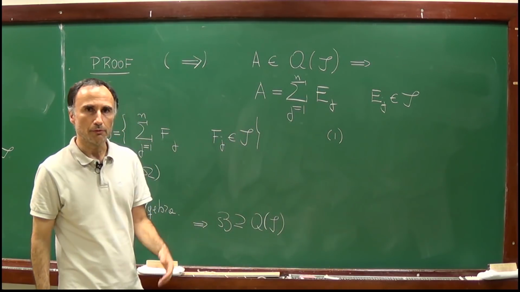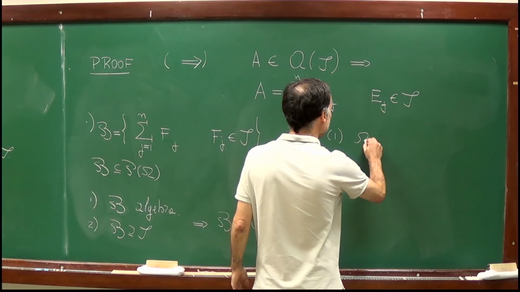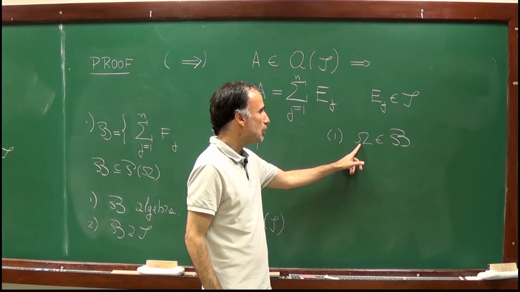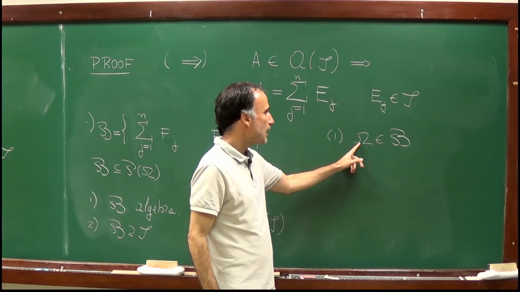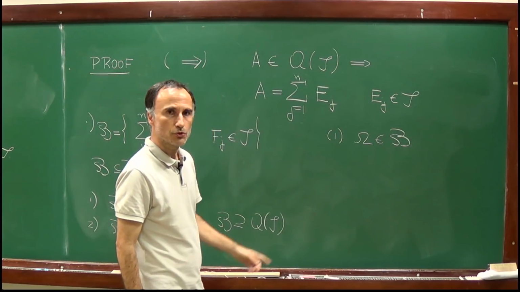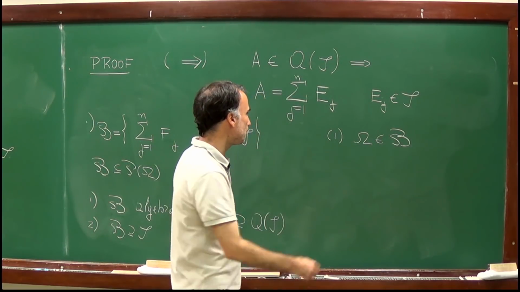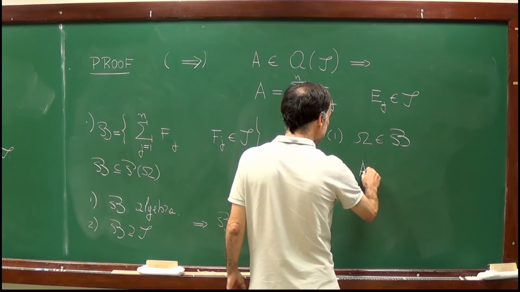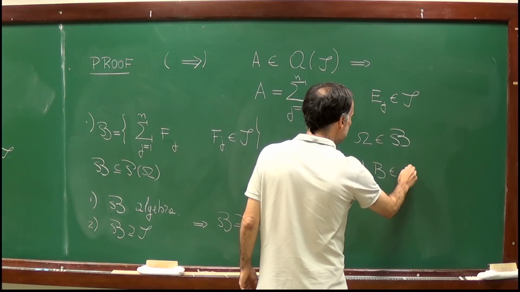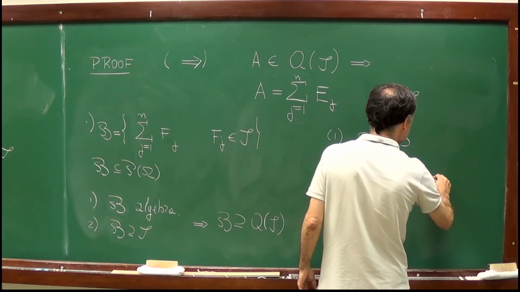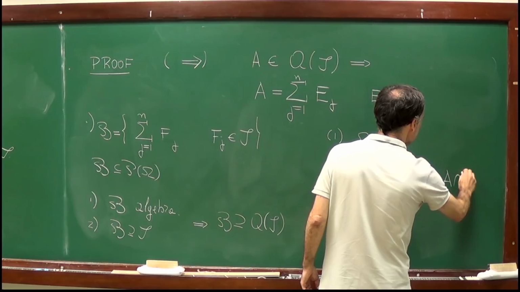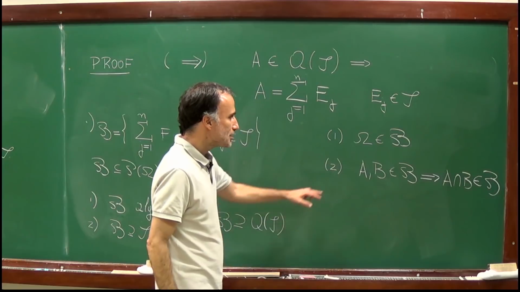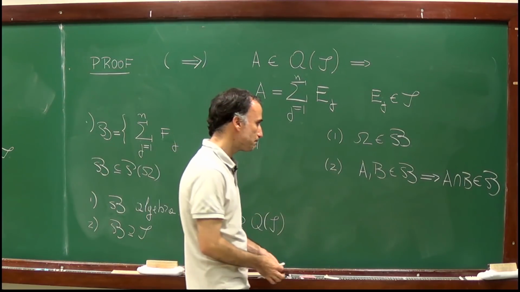The first one, if you remember, is the fact that omega belongs to B. But this is clear because omega belongs to S, the semi-algebra, and the semi-algebra is contained in B. So it's clear that omega belongs to B. The second point is that if I take a set A and a set B in B, then A intersect B belongs to the class B. So let's prove this claim.